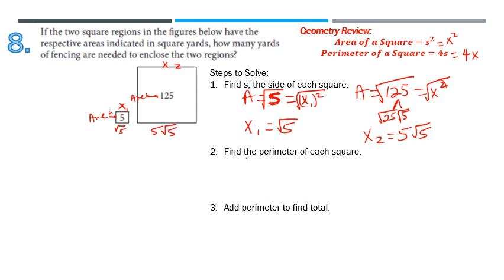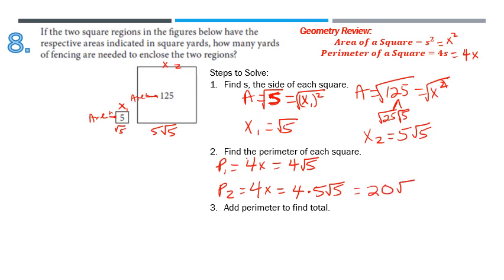All right, find the perimeter of each square. So the perimeter of the little square equals 4 times x. Well, what do we get for our x? Square root of 5. So this is 4 times square root of 5. Perimeter 2, again, you're doing 4 times x. This time, our x is 5 square root of 5. So we have 4 times 5 square root of 5, which equals 4 times 5 is 20, so 20 square root of 5.